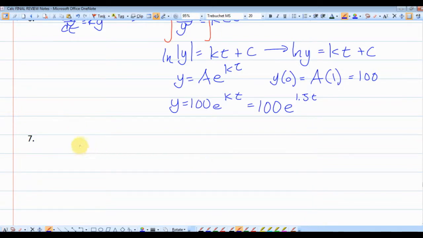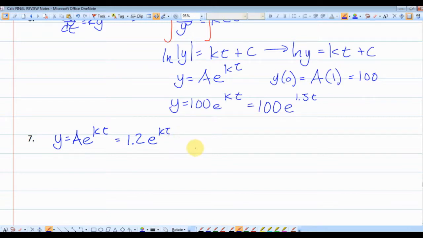Okay, so let's start off with the growth model. y equals a e to the kt. We need to figure out k. Oh, we're told that we're seeding with 1.2 grams of mold. So that actually is 1.2 e to the kt.